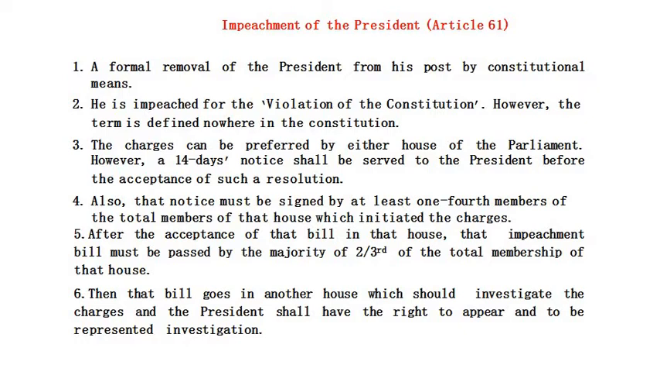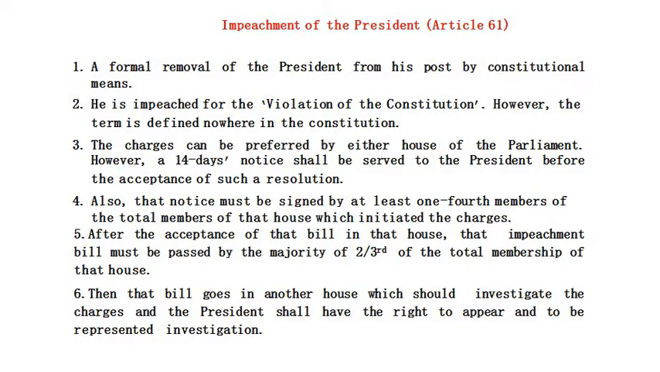A formal removal of the president from his post by constitutional means. Impeachment process for the removal of the president. Impeachment means the removal of the president by means of the constitution. He is impeached for the violation of the constitution. However, the term is defined nowhere in the constitution.